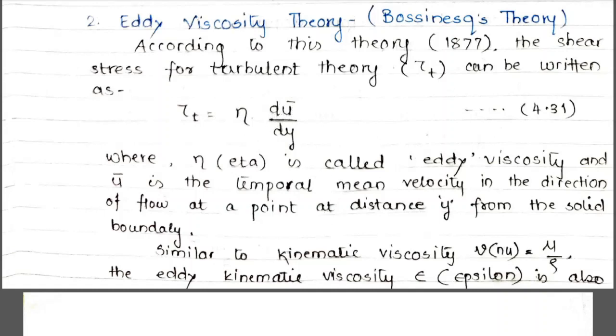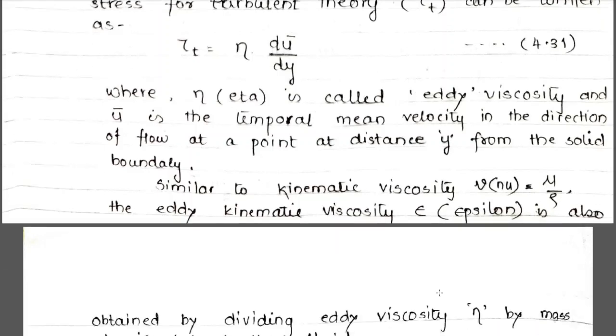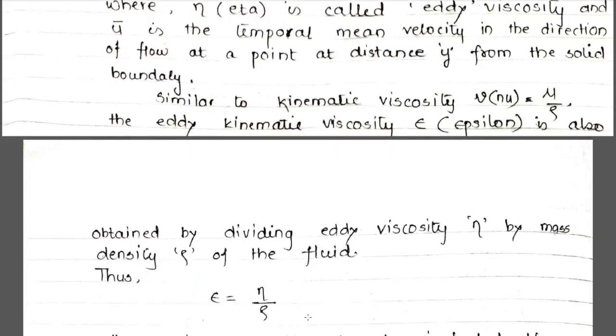Now, similarly to kinematic viscosity, we know kinematic viscosity is equal to mu upon rho. So the eddy kinematic viscosity epsilon is also obtained by dividing this eddy viscosity eta by the mass density rho. So the eddy kinematic viscosity can be written as eta by rho.